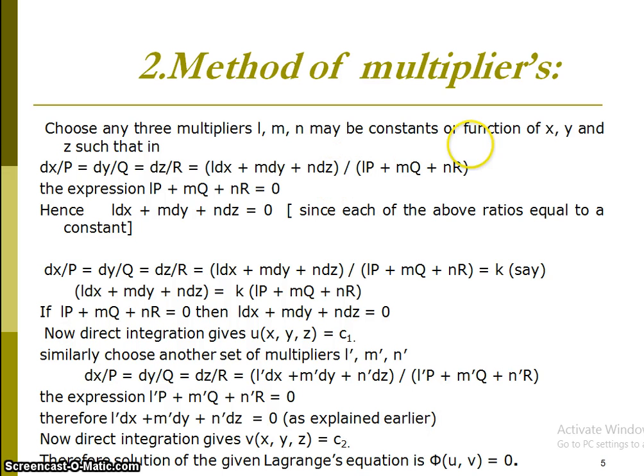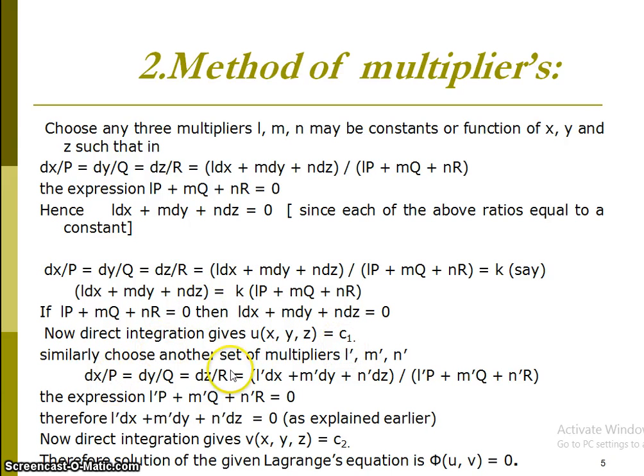Next, try to eliminate the denominator, taking lP plus mQ plus nR equal to 0. Hence we get l dx plus m dy plus n dz equal to 0. Therefore, if lP plus mQ plus nR equal to 0, then l dx plus m dy plus n dz equal to 0. Next, by using integration, we get u of x, y, z equal to c1.